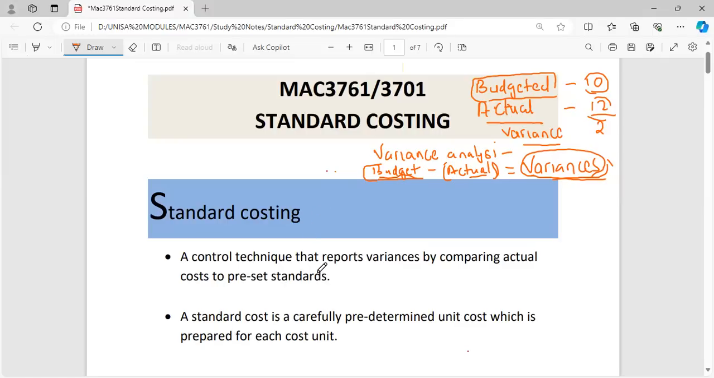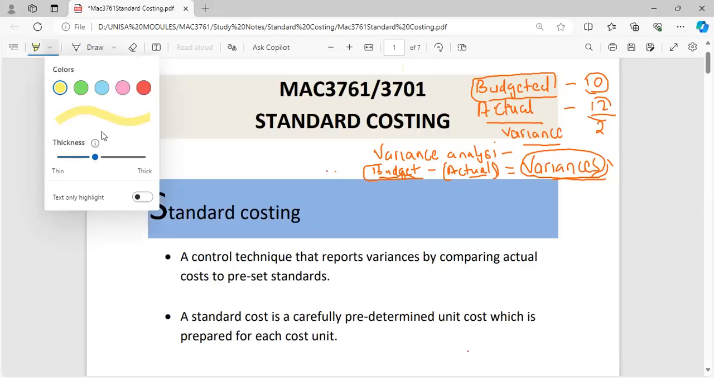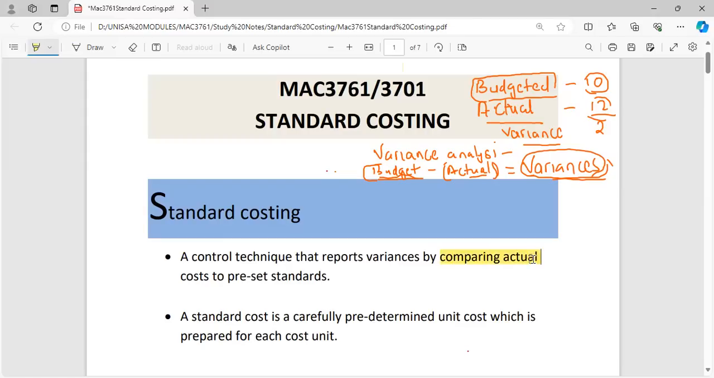So standard costing is all about reporting variance by comparing actual cost to predetermined standard. Predetermined standards are going to be your budget. So which means your predetermined standards are your budget.